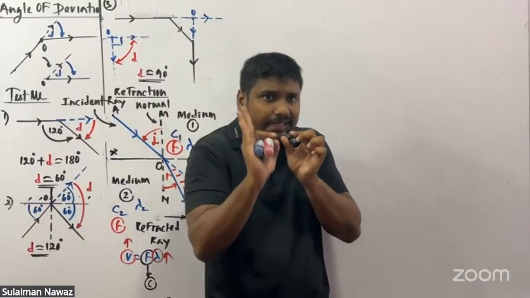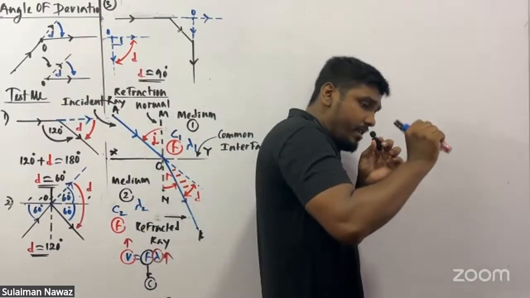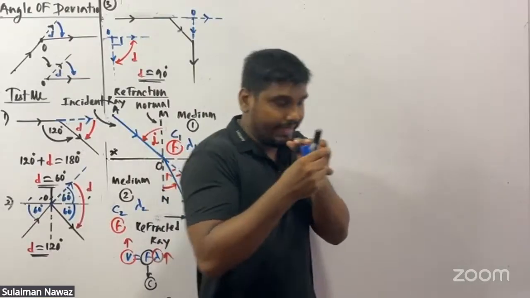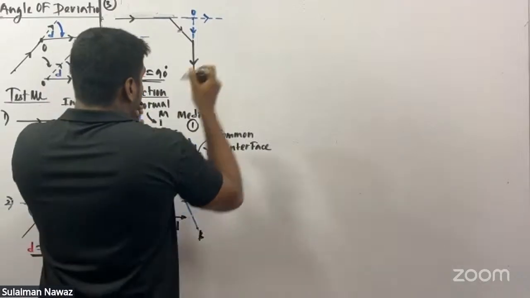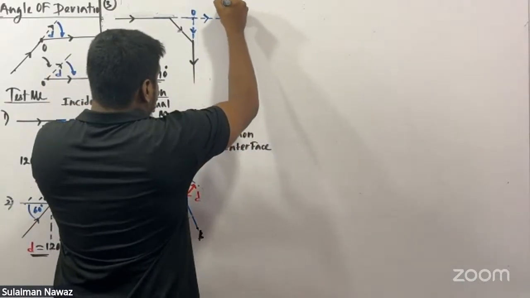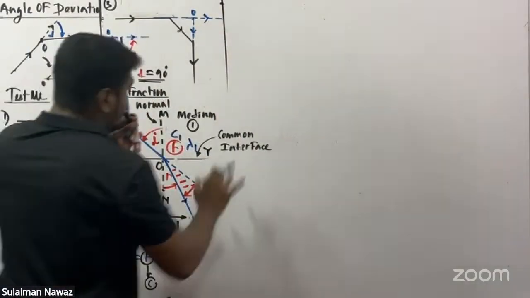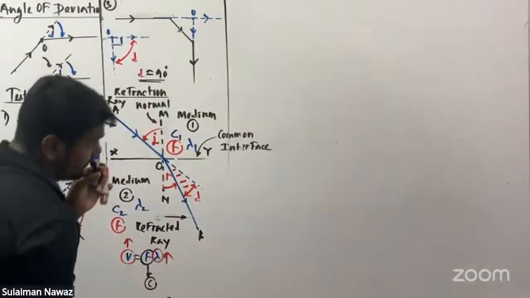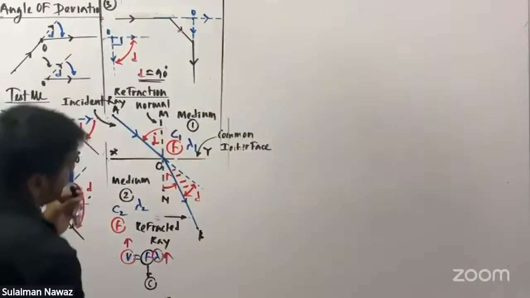Why? The reason is that there are some light rays which, when traveling from one medium to another, travel without any deviation. This is an important case. There are some light rays that, when they enter from one medium to another, don't show a deviation. Their path is not deviating. They follow the same path.